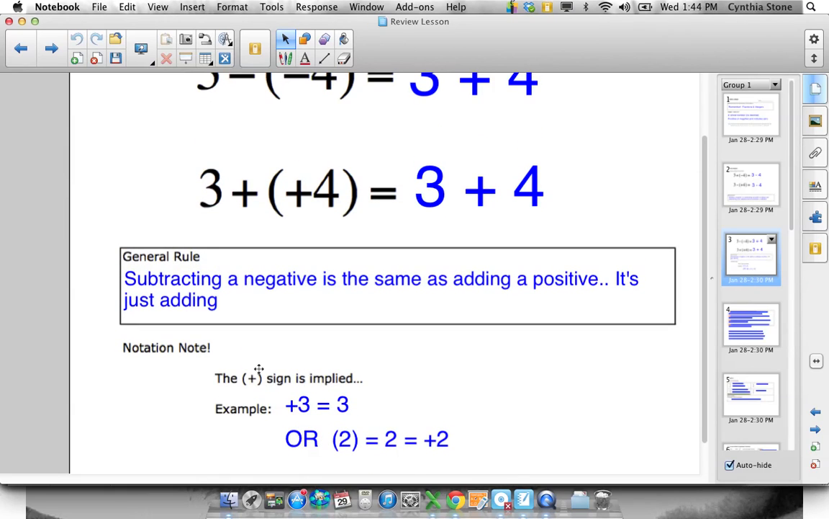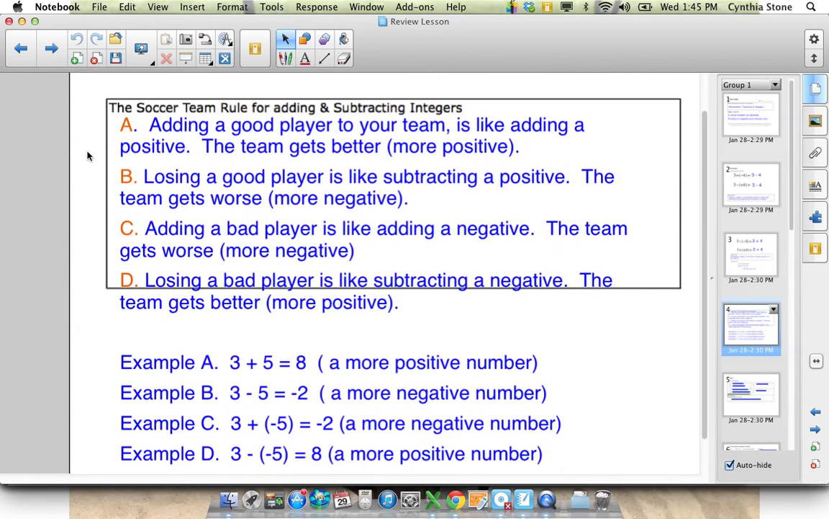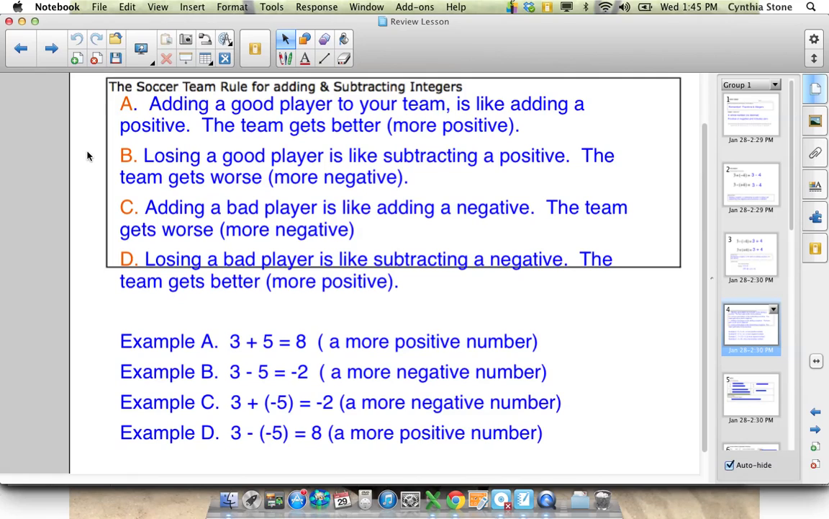If you see a positive sign, or maybe more importantly, if you don't see a positive sign, that means it's still positive, unless it says a negative explicitly in front of it. Like just 3 is positive 3, right? Those things are all equivalent statements: 2 in brackets equals 2 equals plus 2. All right, so this looks like a lot of writing, but it's a way you can remember adding and subtracting integers.